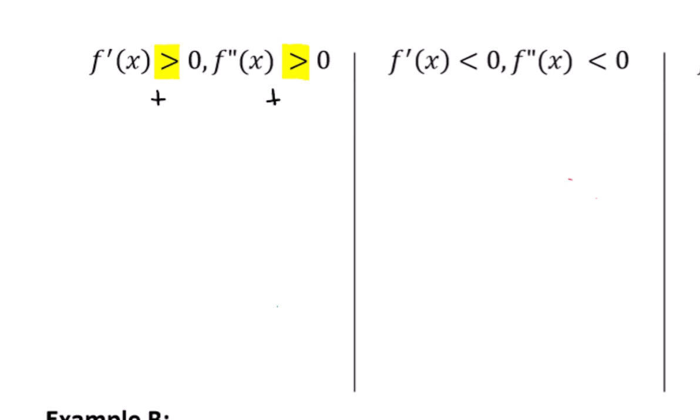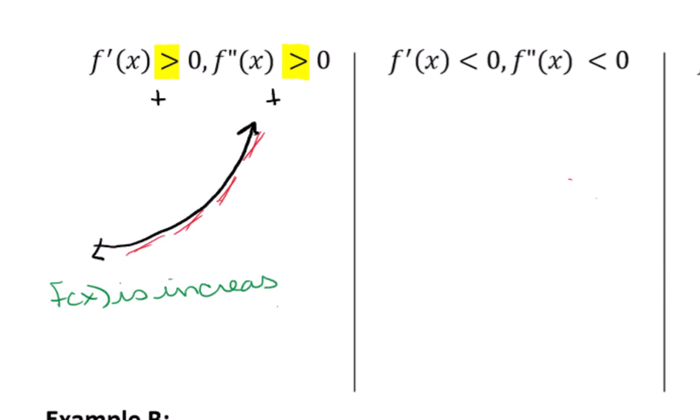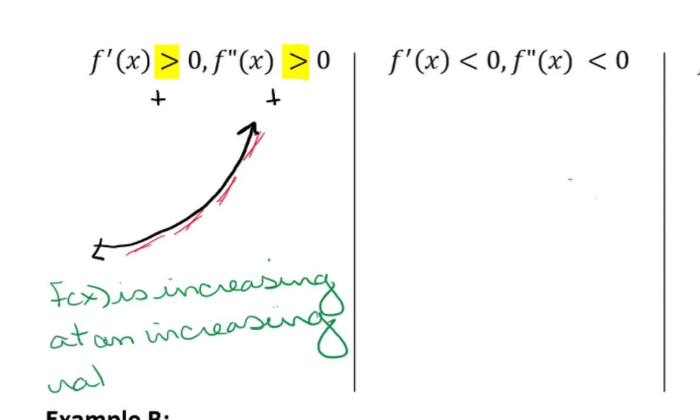Well, if the first derivative is positive, that means that f of x is increasing and that it's increasing at a faster rate. So imagine we have a graph that's going upwards like this. Notice it is concave up. So if we were to look at the slope of the first derivative, that slope as we go along is getting steeper and steeper and steeper. In other words, higher and higher and higher. So it's increasing faster. So we can say f of x is increasing at an increasing rate.